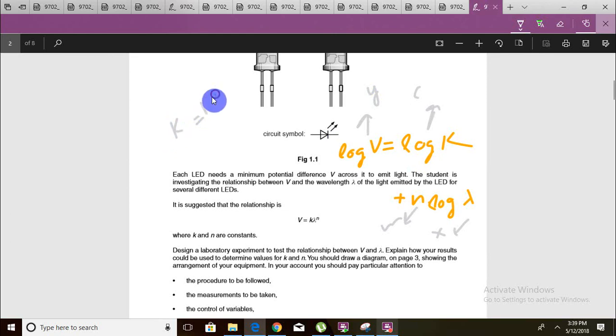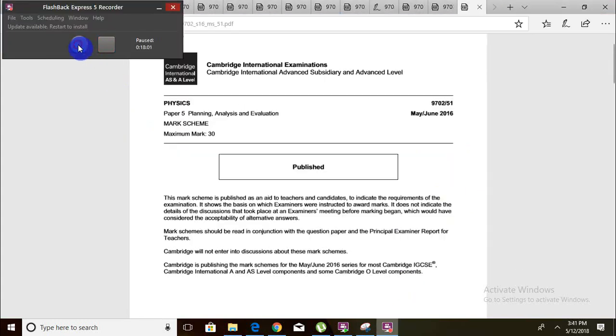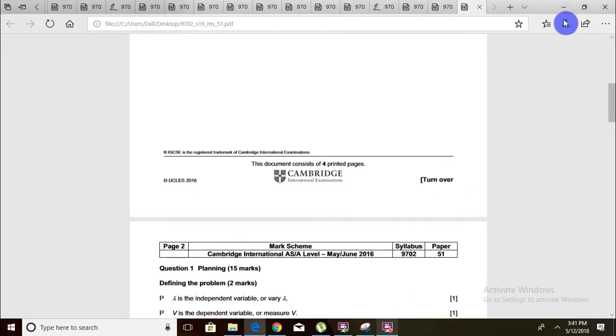Cautions: don't touch the LEDs, before or after they're on, they're probably really hot. So let's take a look at the marking scheme to see how well we did.